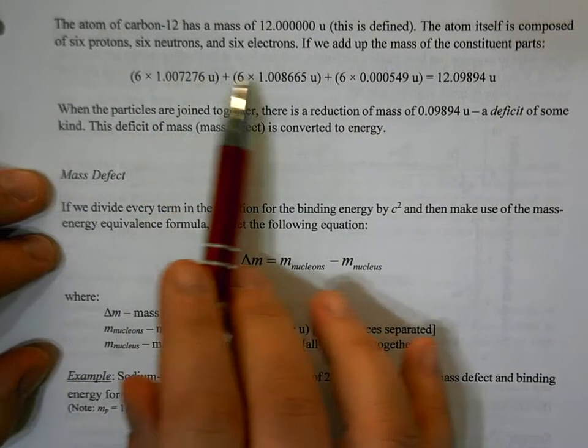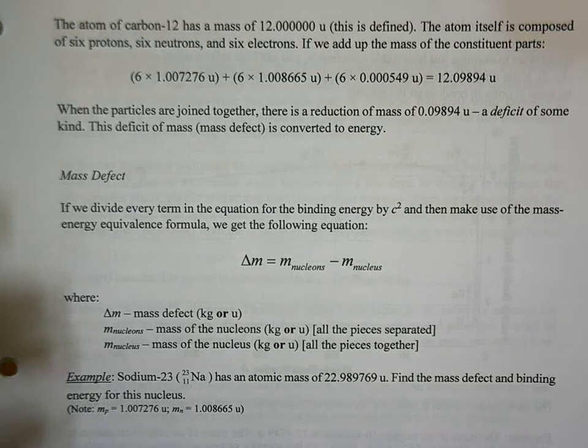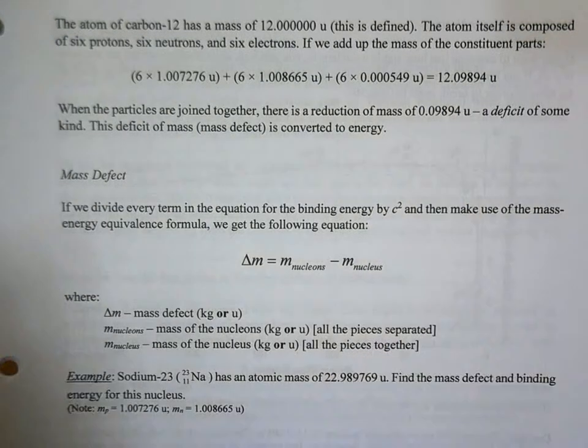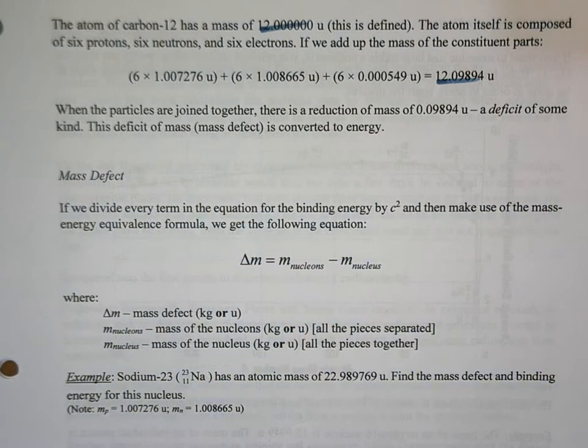So we can add all the masses of the constituent pieces of the carbon-12 atom, and we're going to find that separated, they all have a mass of about 12.09894 u. This number is not the same as this number. So the total mass of all the parts of a carbon-12 atom separated, it's slightly more than the mass of all of the parts together.